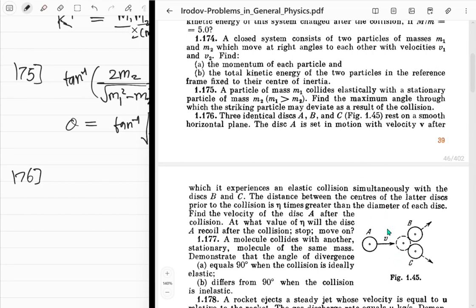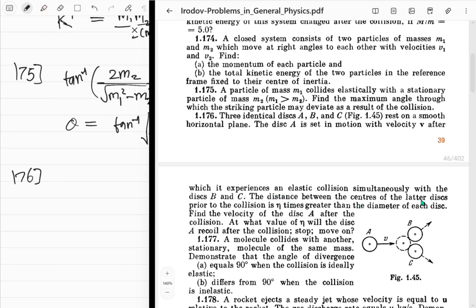Identical discs. Oh, that's really nice. So hey, by symmetry we could say these are going with the same velocity or something like that. So this A is set in motion with velocity v, after which it experiences... So v was horizontal. That means, yes, symmetry, of course. With disc B and C it collides.